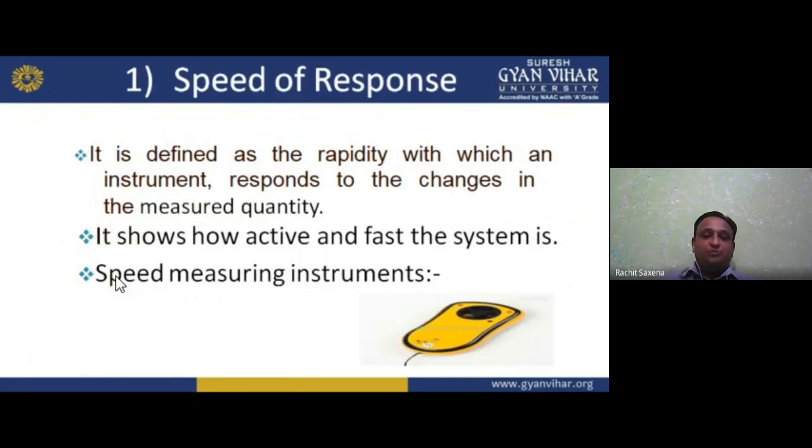Now the speed of response. It is defined as the rapidity with which an instrument responds to a change in the measured quantity. It shows how active and fast the system is. A speed measuring instrument is like this, for example the tachometer, which is also used for electrical measurement. So we have the speed of response.